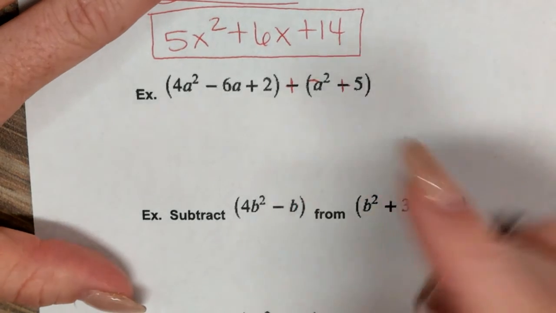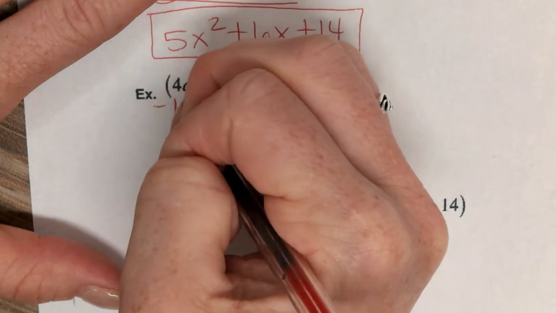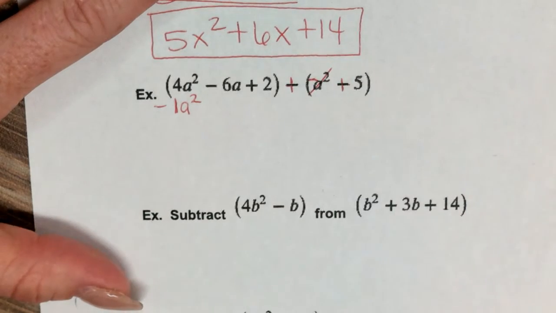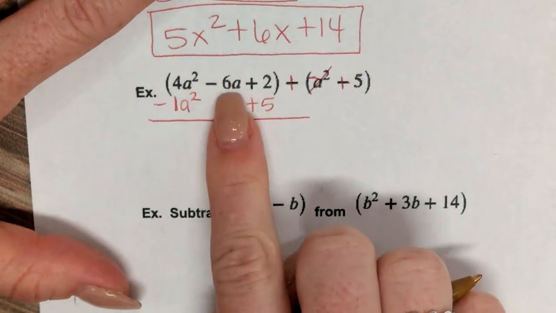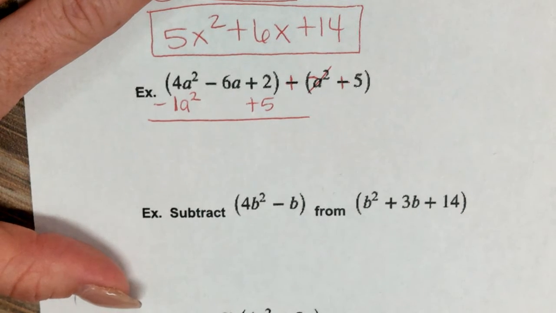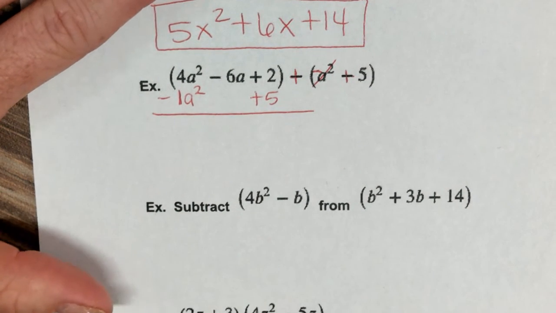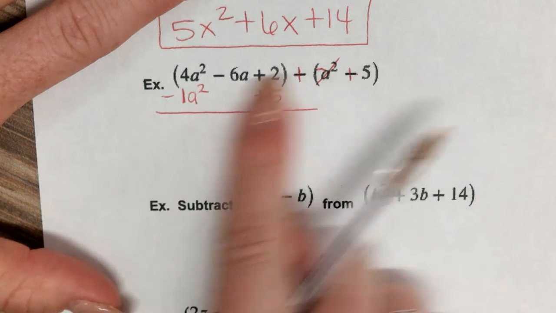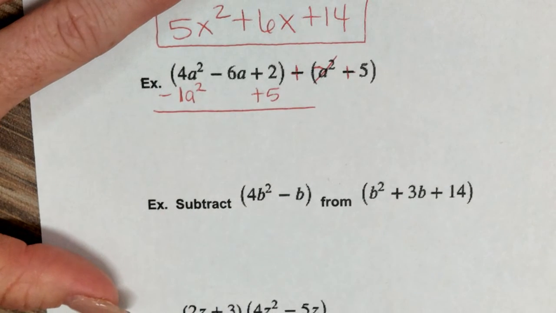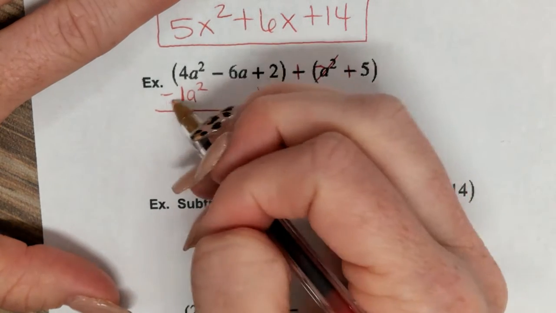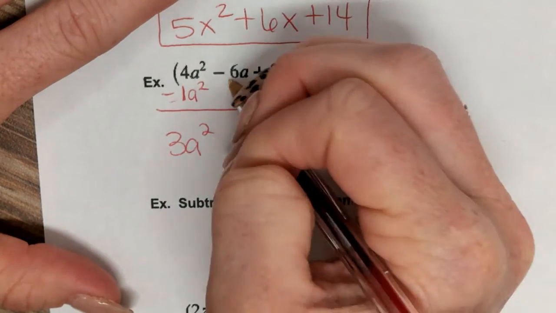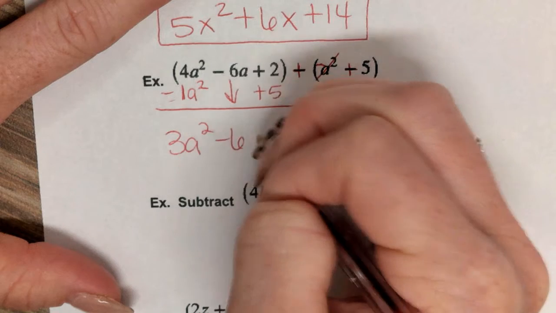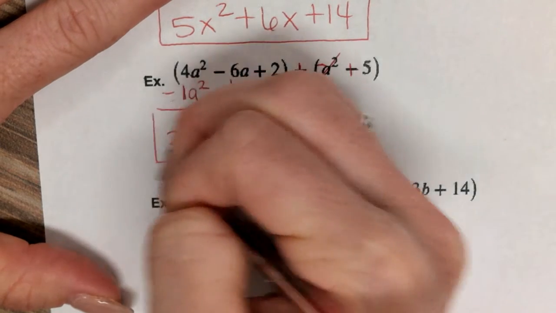So this becomes minus 1a squared. So that one's done. And this one becomes a plus 5. There's nothing to combine with this one, so I'll just bring it down. Is this one already in the correct order from greatest to least? Yeah. So what's 4 minus 1? So I have 3a squared. Just bring that down. Minus 6a plus 7.